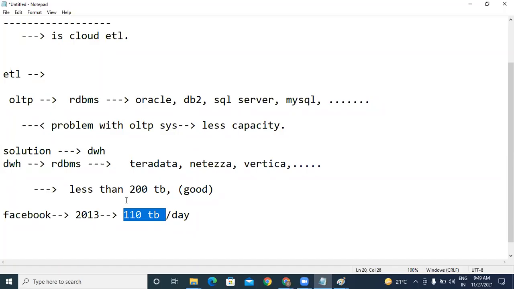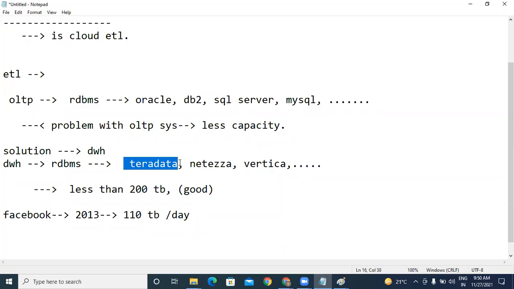If Facebook wants to use Teradata as a warehouse, what will happen? Please try to answer it. The system gets crashed because it won't have the storage capacity. That means for Facebook, Teradata can handle only 2 days of data. Got it? Maybe Netezza can handle 3 days of data. Vertica will die in one day.